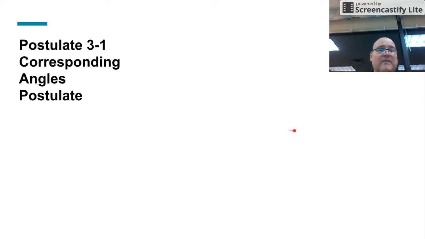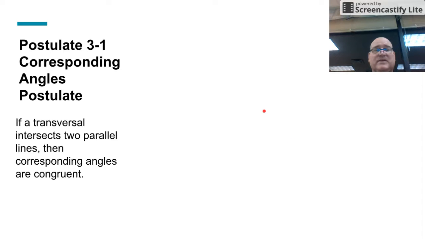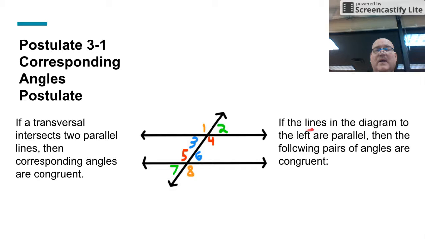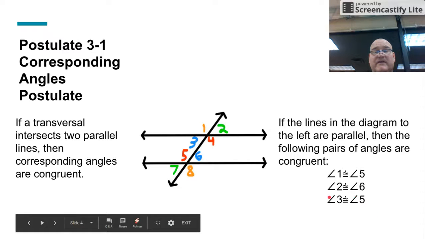So let's talk about our first one, the corresponding angles postulate. If a transversal intersects two parallel lines, then corresponding angles are congruent. So in our diagram, 1 would be congruent to 5, 2 would be congruent to 6, 3 to 7, and 4 to 8. If the lines in the diagram to the left are parallel, then all these angles are congruent, as I just mentioned. 1 is congruent to 5, 2 is congruent to 6, 3, actually I should say 7, 3 is congruent to 7, and 4 would be congruent to 8.